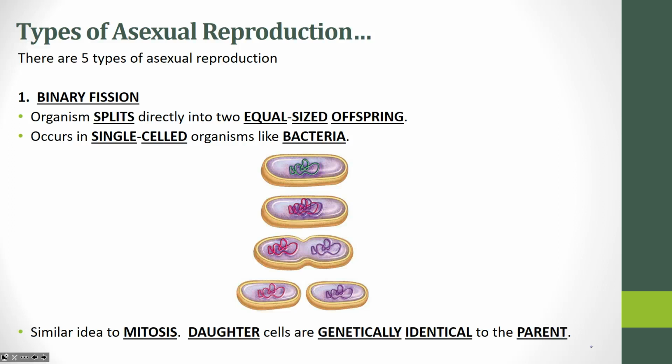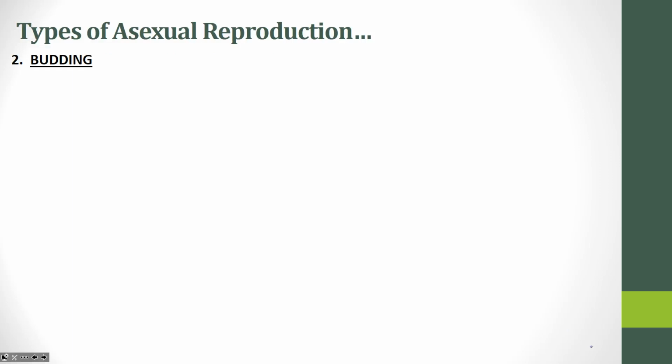It's the same idea as mitosis. The daughter cells are 100% identical to the parent. So you're cloning yourself. Binary fission. Binary meaning two, fission meaning splitting. So splitting into two.